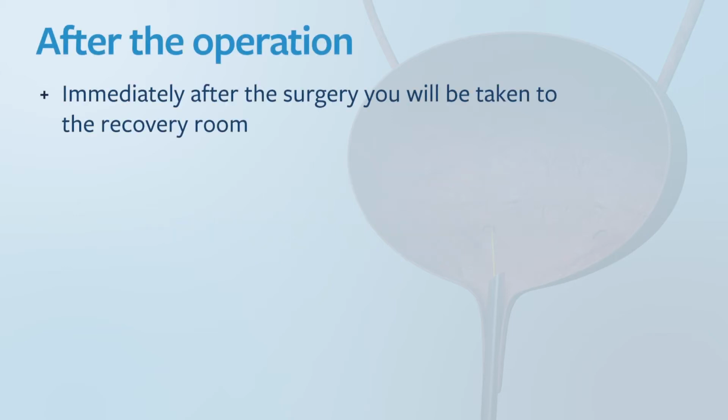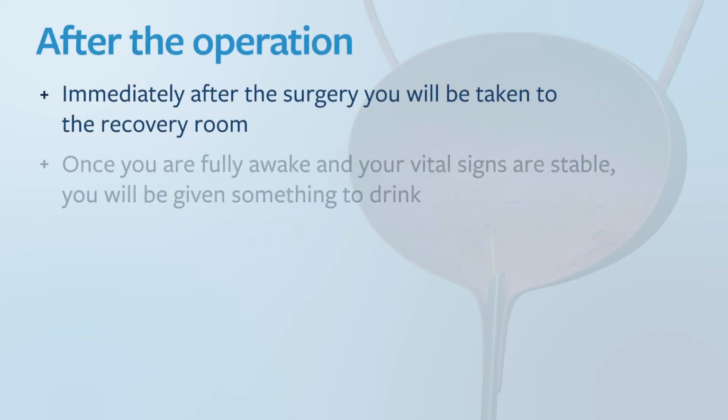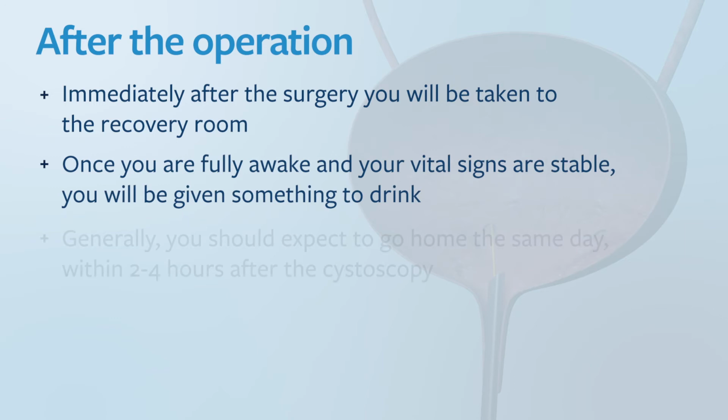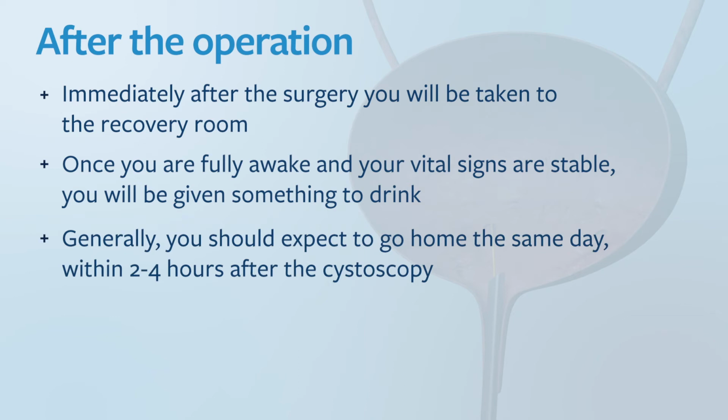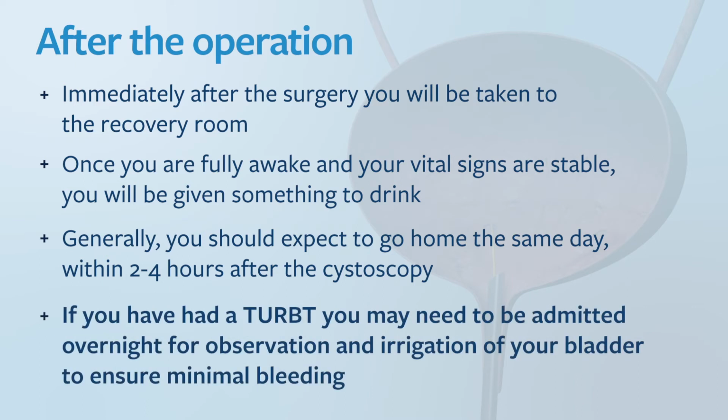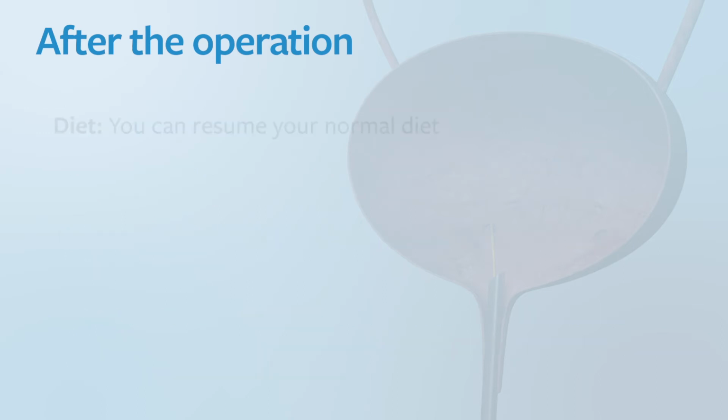Immediately after the surgery, you'll be taken to the recovery room, and once you are fully awake and your vital signs are stable, you'll be given something to drink. Generally, you should expect to go home the same day, within 2 to 4 hours after the cystoscopy. If you have had a TURBT, which is a resection of bladder tumour, you may need to be admitted overnight for observation and irrigation of your bladder to ensure minimal bleeding. You can resume your normal diet after the operation.